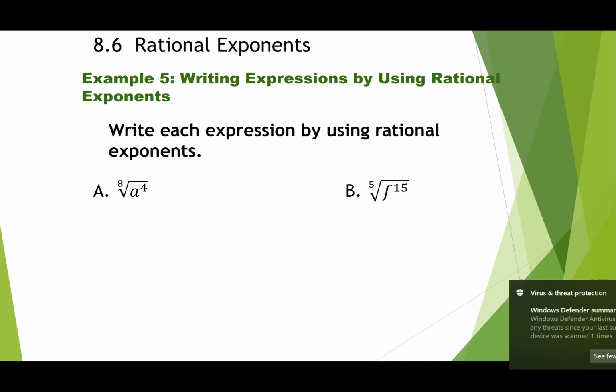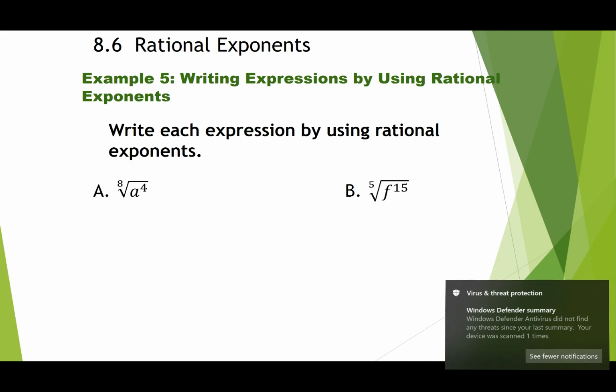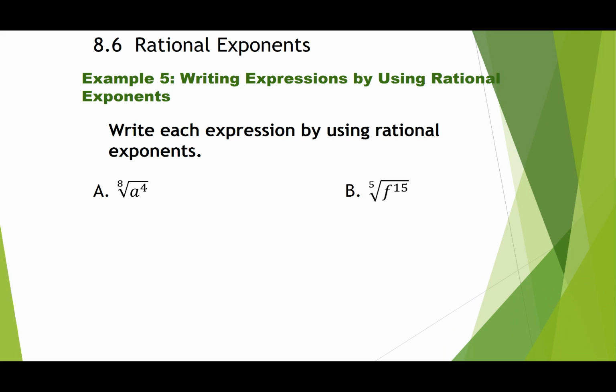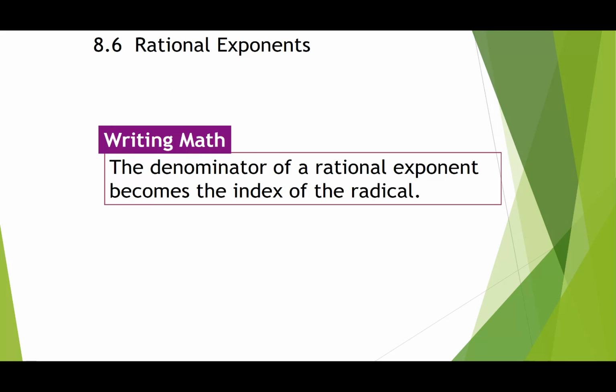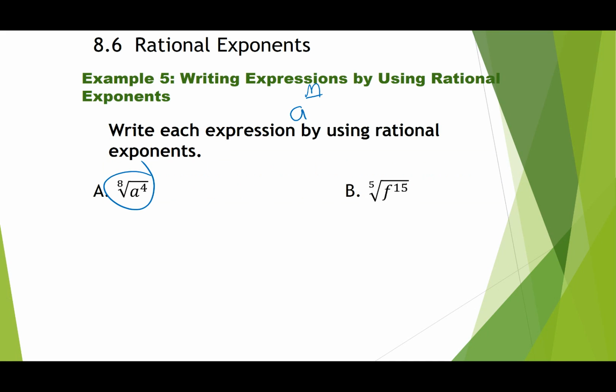All right. So here, write each expression by using rational exponents. So we're going to convert it from radical form into exponent form. So remember the rule was, I forget if it was m over n. Yeah, it is. So a to the m over n power is the same as the nth root of a to the m power.